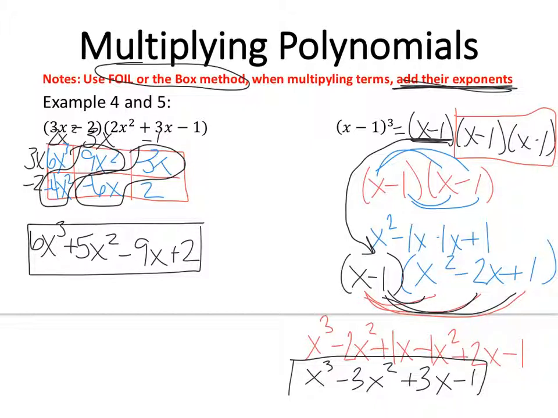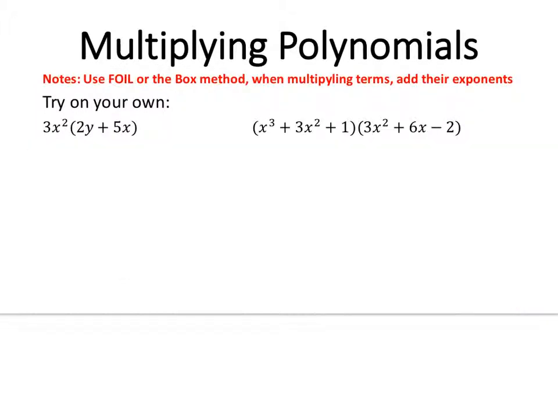So your last try on your own problems are 2 multiplying problems. This first one you just have to distribute. You're only going to change the exponents of the like variables. The second problem you can use a FOIL or box method, but you are multiplying 2 things that have 3 terms. Good luck!